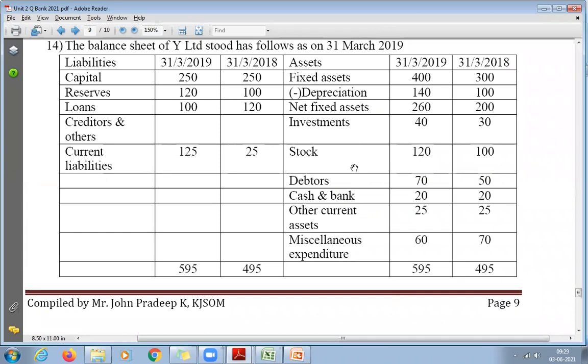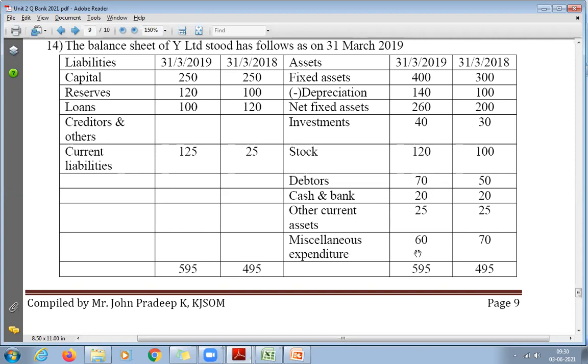And current liabilities. So 125. Only he has given current liability. Creditors and others he has given as subheading, and under that he has given current liabilities. So 125 is the only current liability. So current assets you have to add. That is stock 120, debtors 70, bank and cash 20, and other current assets 25.